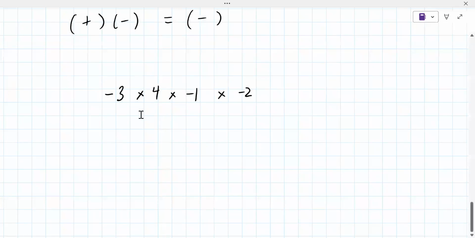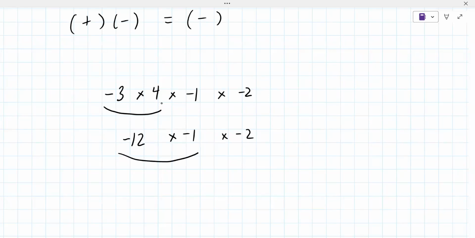Okay. So the best way to do this is just go piece by piece. So -3 times 4 would be -12. Times -1 times -2. What is -12 times -1? Positive 12. So 12 times -2 becomes -24.